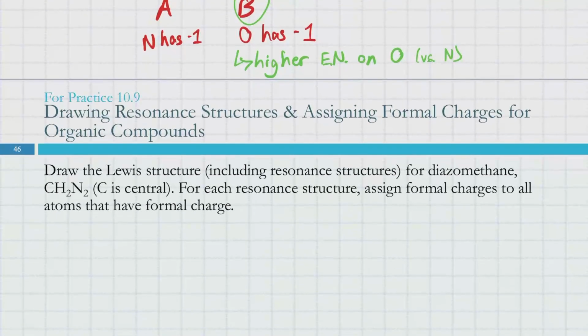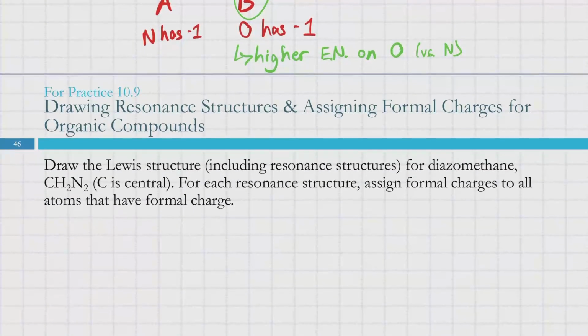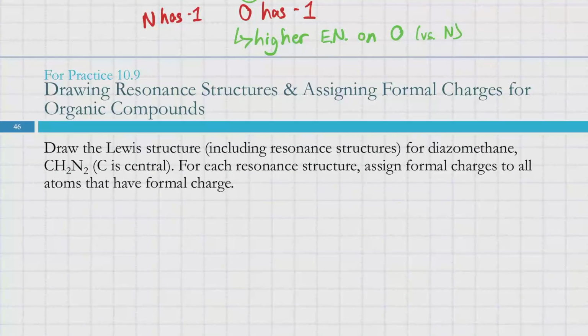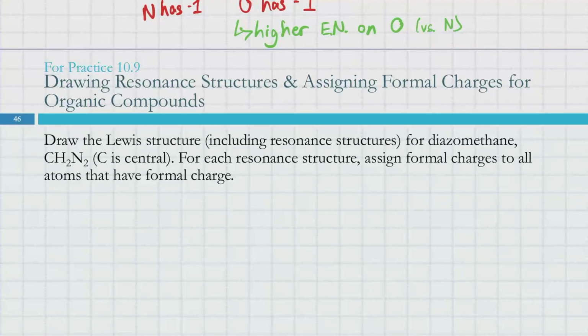Okay, we want to draw the Lewis structure, including resonance structures, for diazomethane, CH2N2. For each resonance structure, we want to assign formal charges to all atoms that have formal charge. Fun.